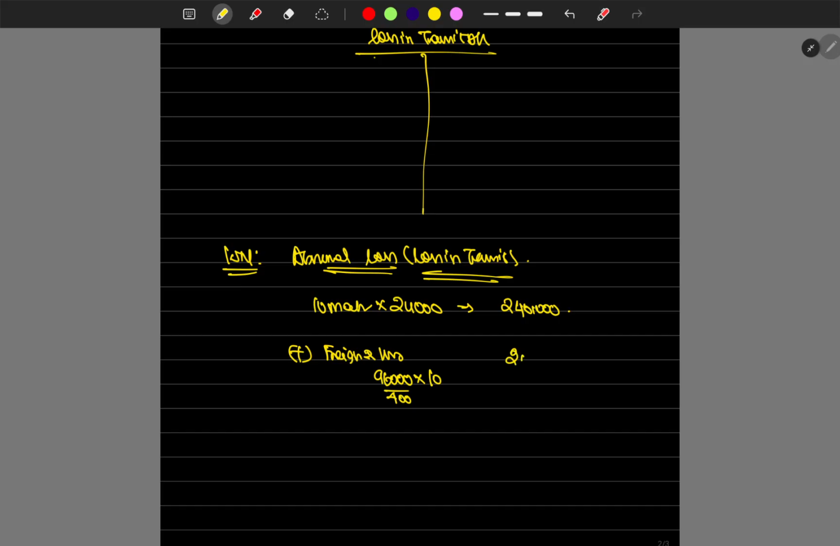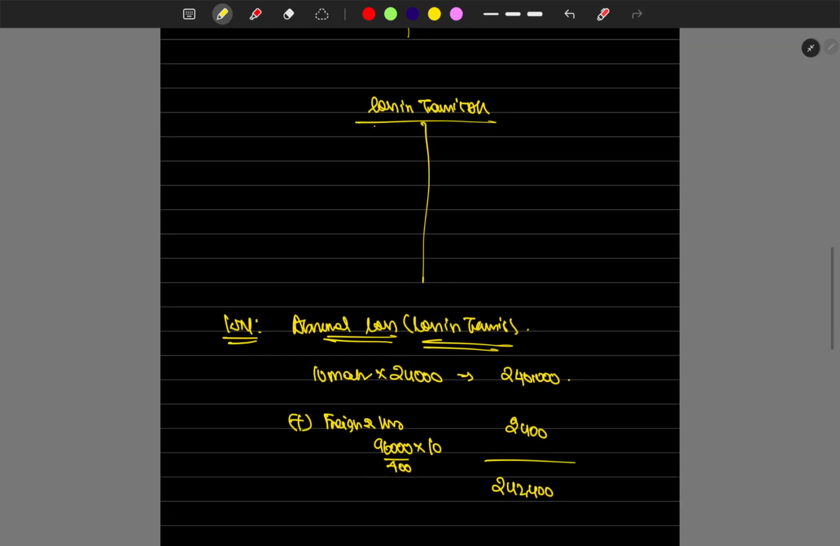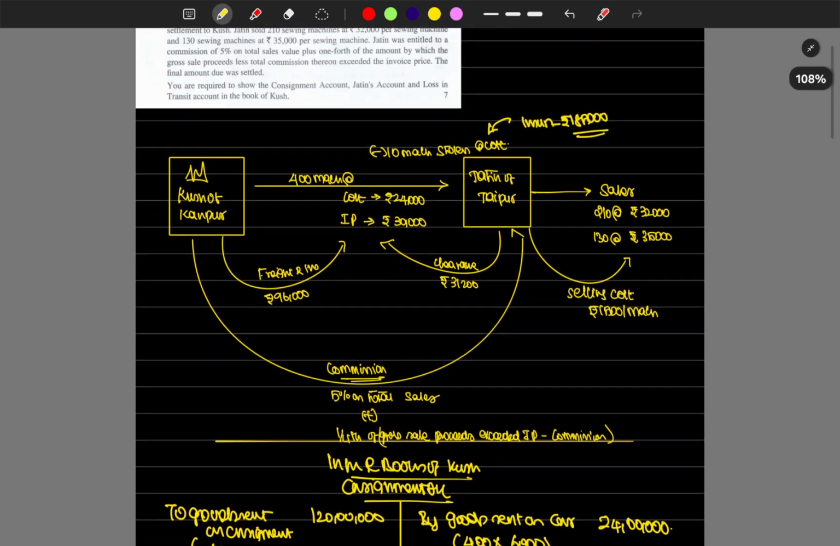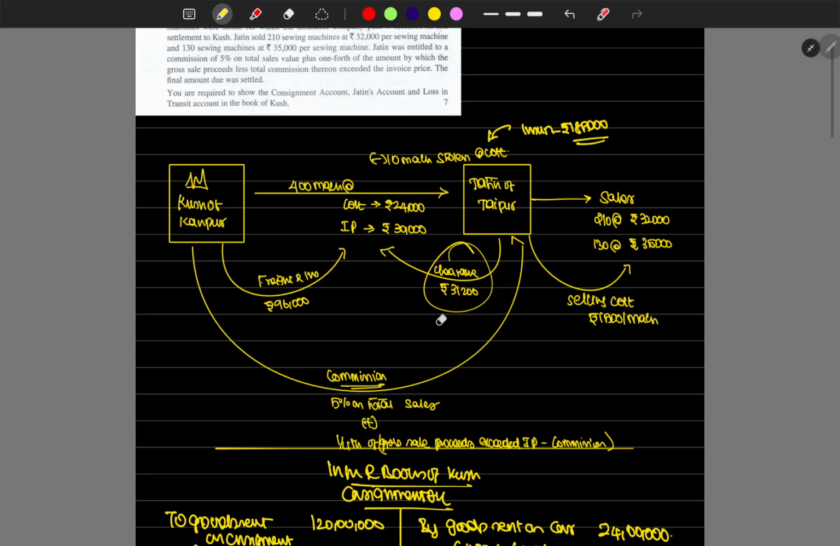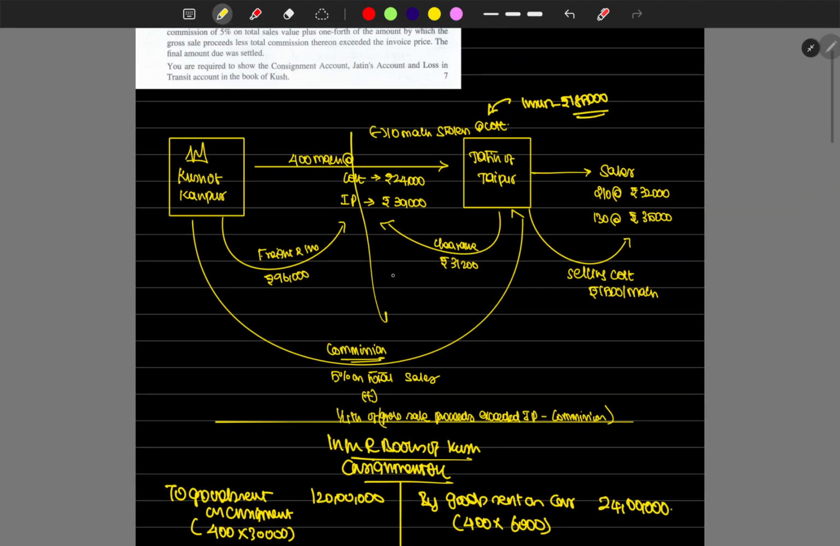Which is 2,400. So 2,400 plus 2,40,000, which is 2,42,400. Okay, this is the actual abnormal loss. The loss happened only during transit, not at the end point, so we should not include the clearance charges and all. This happened till this part, so we have to include this part alone. Though this is the expense, we have to take it proportionately.